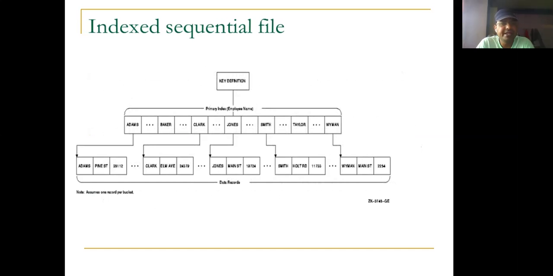Here is the index sequential file structure. Here is a key definition of an index sequential file record. First is the primary index, the first level index, and this index is created with the help of employee name. By using this employee name as the key field, we can access all the records related to the employee record.